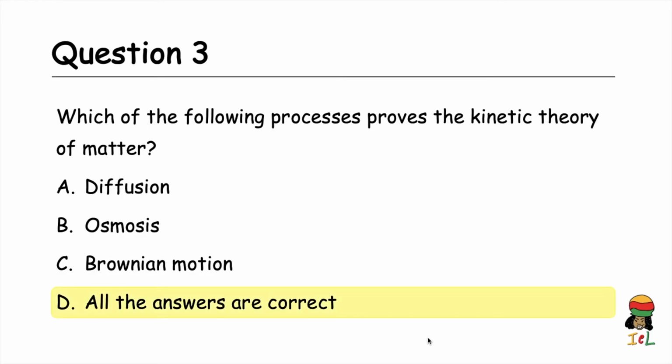The answer, of course, is D. All the answers are correct. So if you remember at the start of the lesson, Brownian motion was listed as a process that proves the kinetic theory of matter, even though we did not look at it in detail.